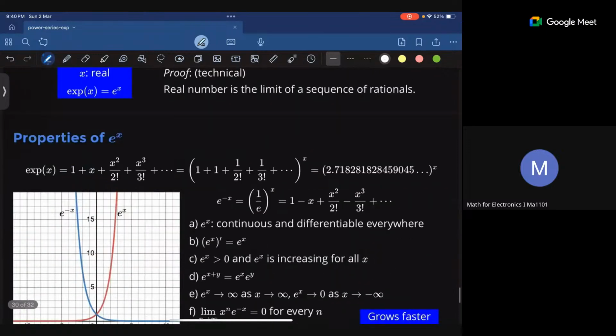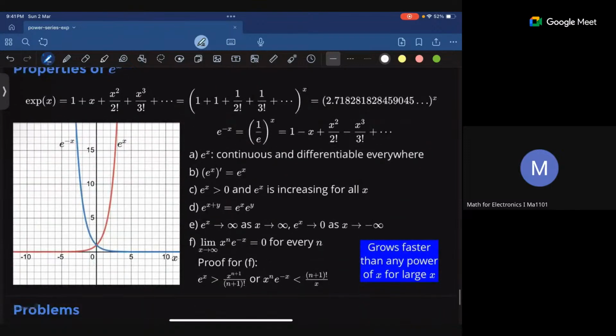So that is what it is, and e power x is the graph. This graph I have drawn. E power minus x I have also drawn. Right, so e power x is continuous and differentiable everywhere. E power minus x is also the same. E power minus x, you can write as 1 by e whole power x, and if you expand it as a power series, you will see that it will be 1 minus x plus x square by 2 factorial minus x cube by 3 factorial and so on. And every property will follow.